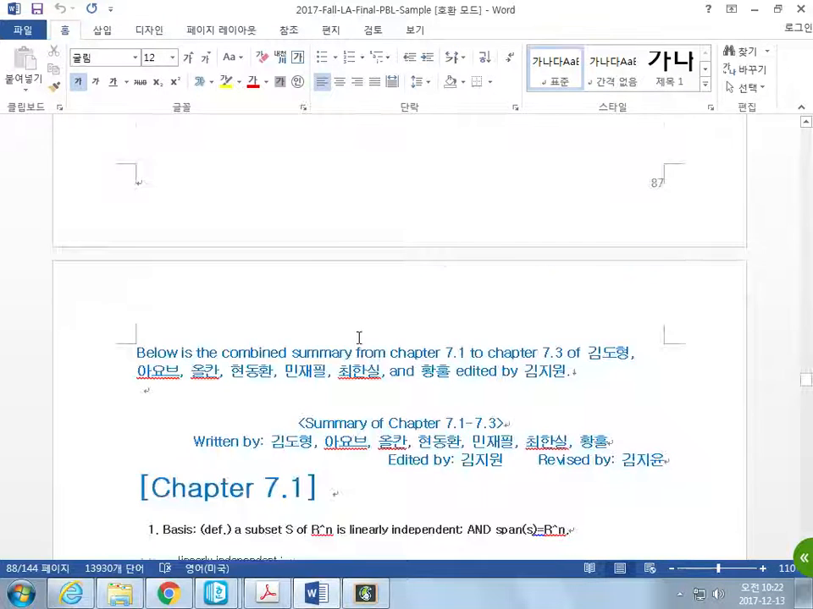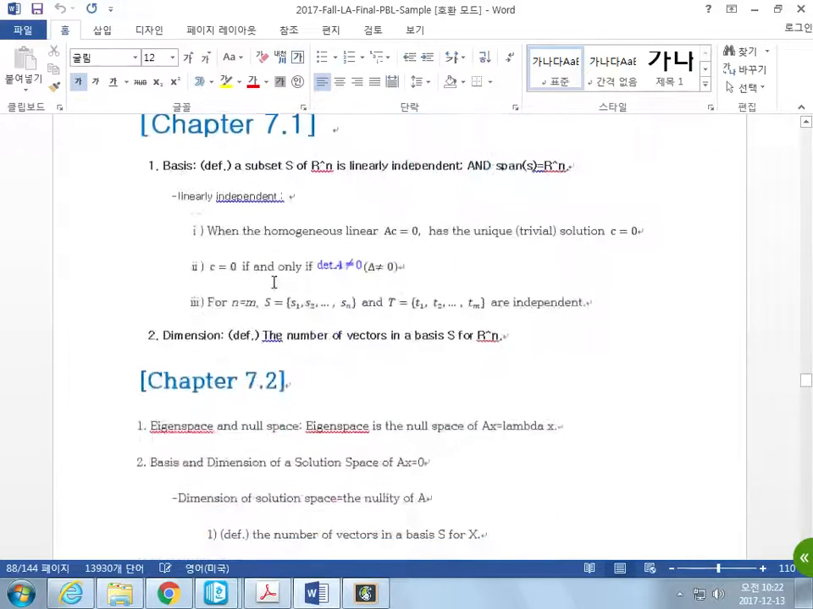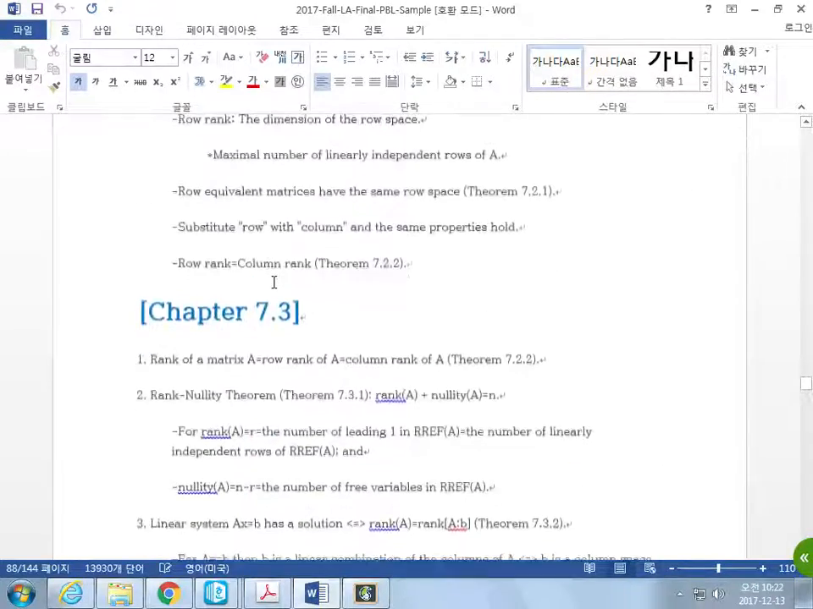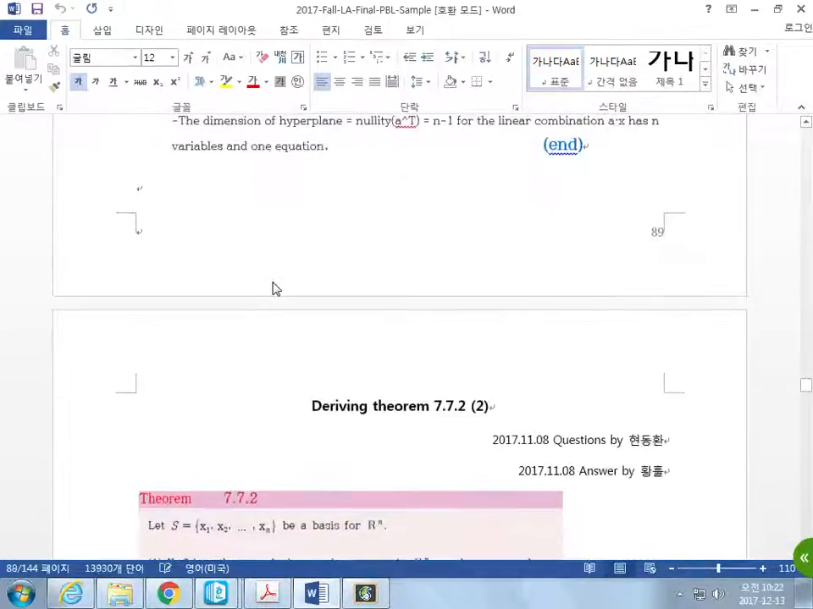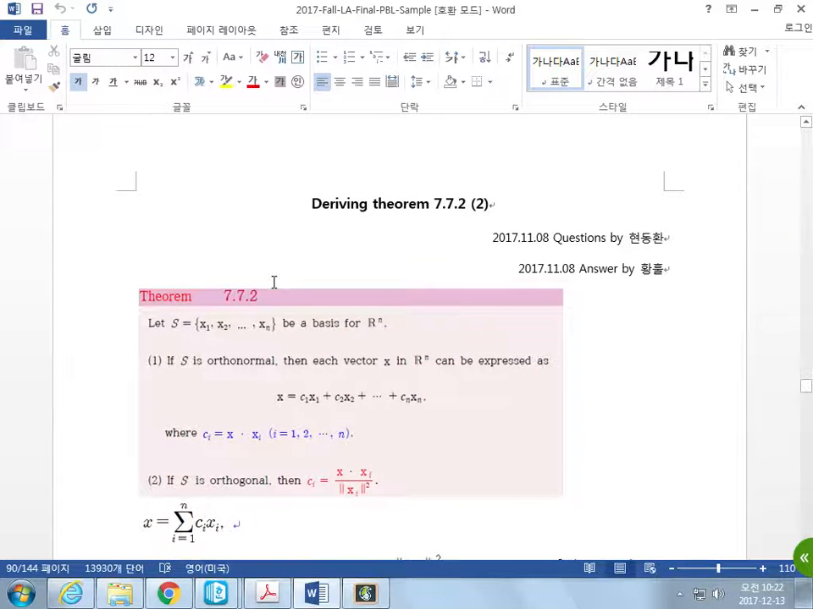나중에 보니까 9명의 학생이 같이 요약을 총정리를 했더라고요. 그런 것들이 이 수업의 많은 장점이 아니었나 하는 생각이 들었습니다.